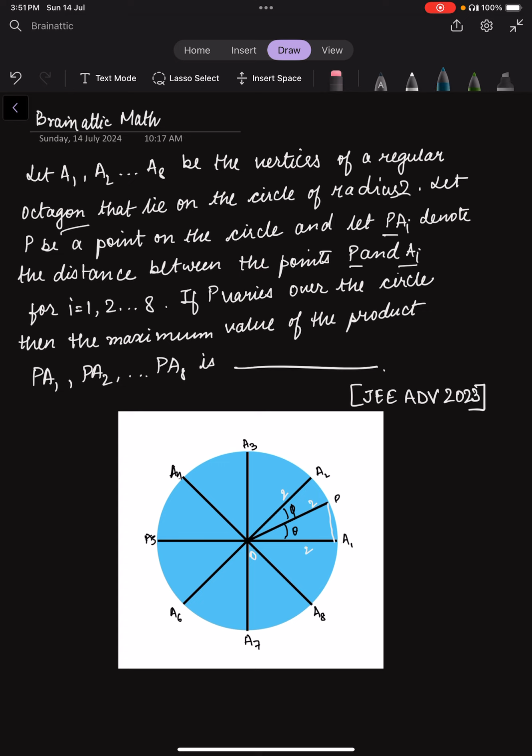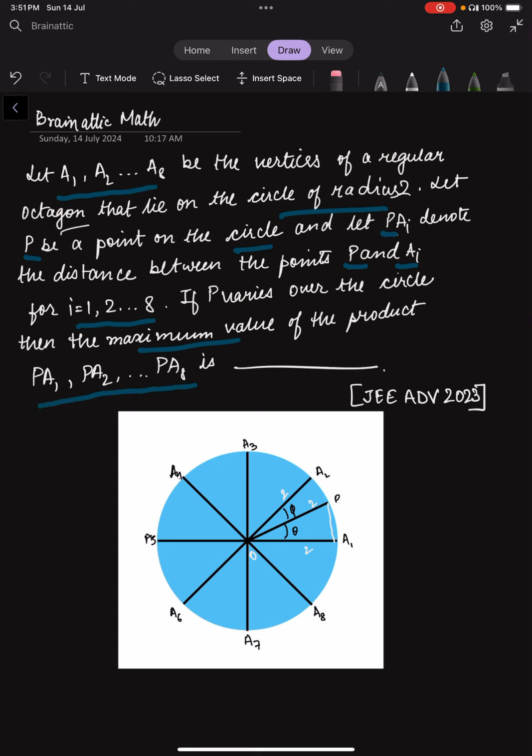So as you can see, we are given A1, A2, up to A8, vertices of a regular octagon that lie on the circle of radius 2. Let P be a point on the circle and let PAi denote the distance between the points P and Ai for i equal to 1 to 8. If P varies over the circle, then the maximum value of the product of PA1, PA2, all the way up to PA8.